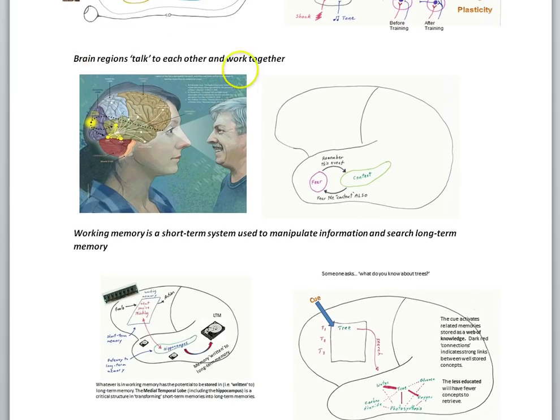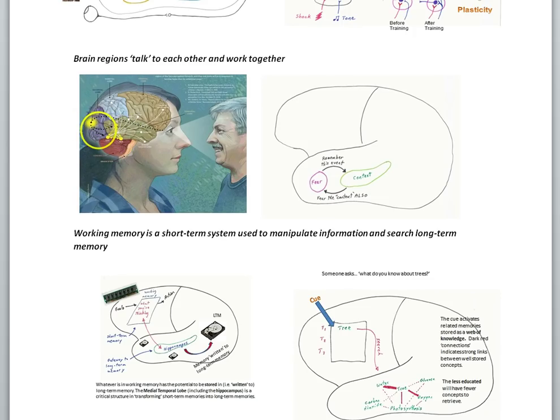Brain regions talk to each other and work together. So the visual cortex is sending information to the face area. But when the face area is activated, it also sends information back to the visual cortex. So a lot of the brain communication is sort of these loops of activity, local loops of activity, sort of feedback loops.